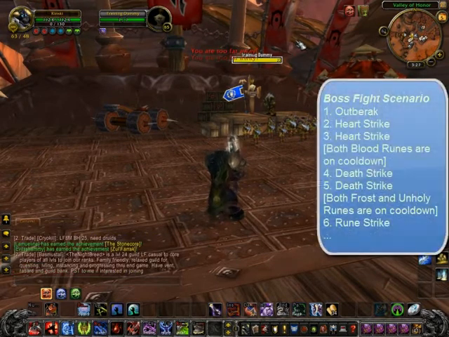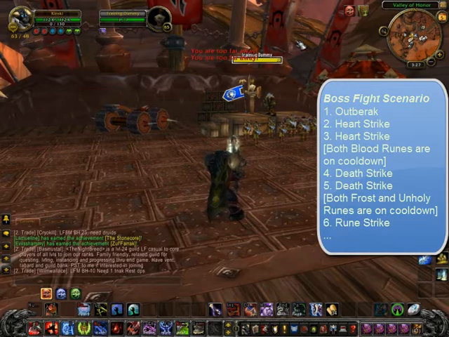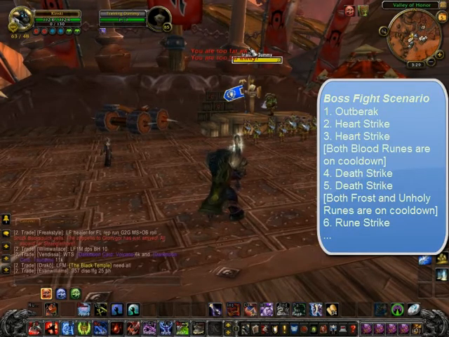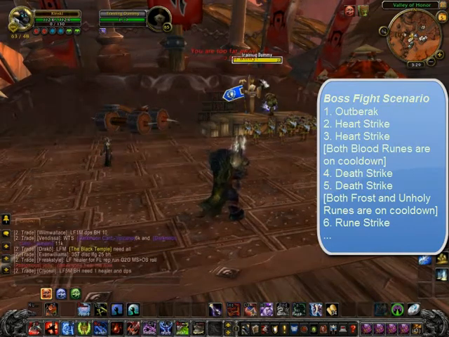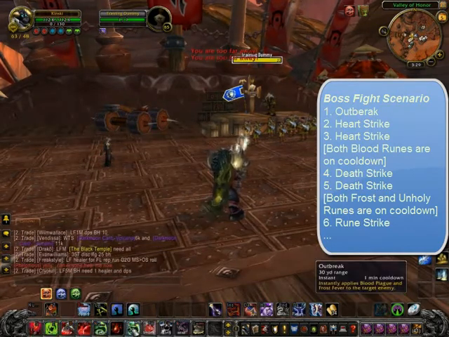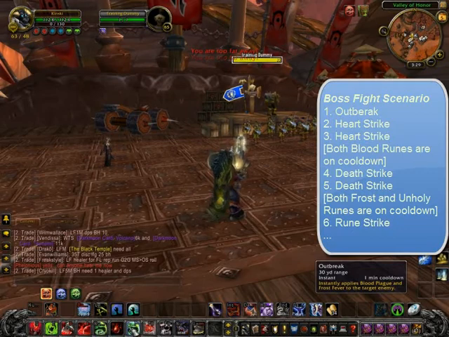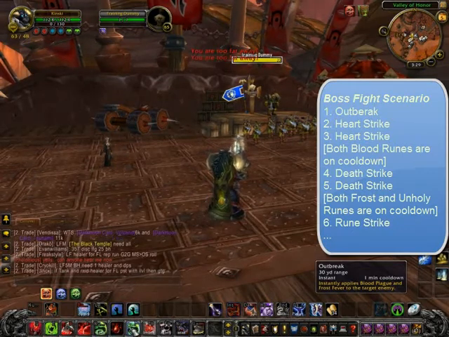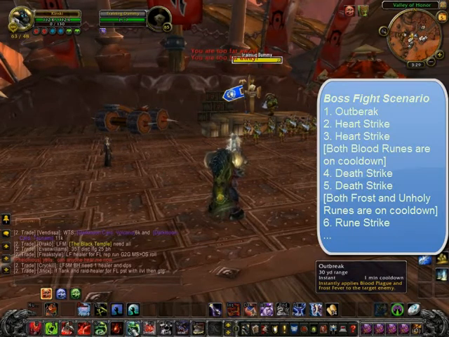You should be able to see on the screen right now a list of steps that describe a single target rotation boss fight scenario. Let's begin by looking at step 1 in the scenario. The first thing we do is cast Outbreak. The way Outbreak works is anytime you cast it, it applies both of your diseases. It applies Blood Plague and Frost Fever without consuming any runes.